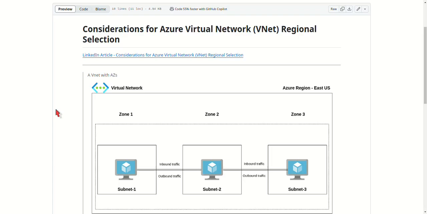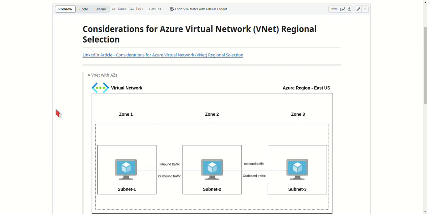Similarly, if you operate within the European Union, deploying your VNet in an EU region can help ensure compliance with GDPR, the General Data Protection Regulation. You will want to collaborate closely with your legal and compliance teams to make sure you are choosing a region that complies with all relevant regulations. Failing to comply can lead to severe penalties and reputational damage, so always perform a thorough due diligence on compliance.